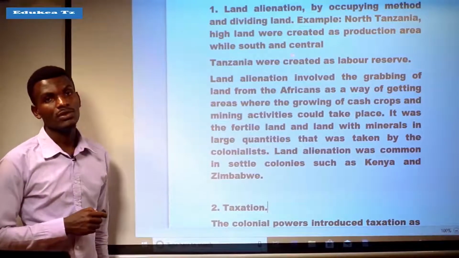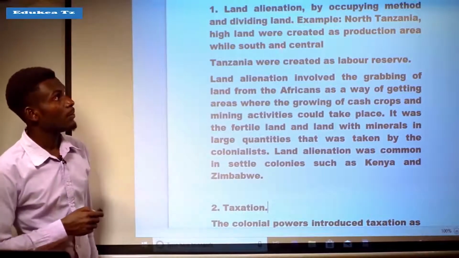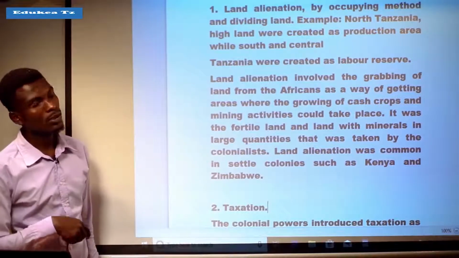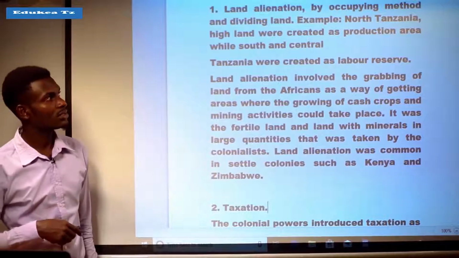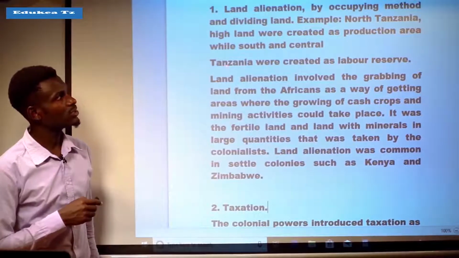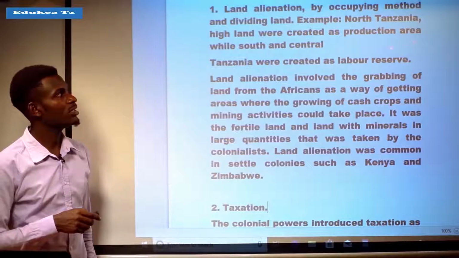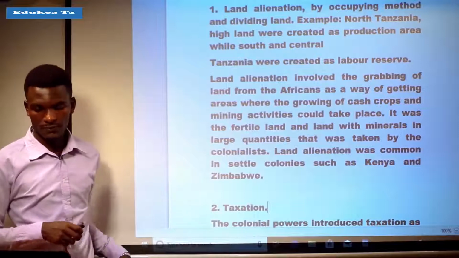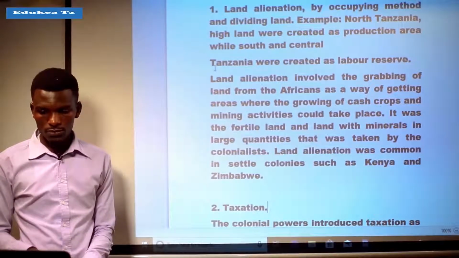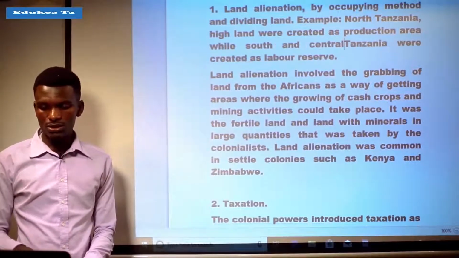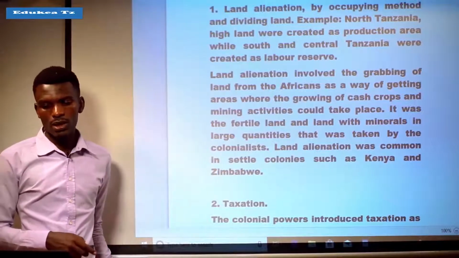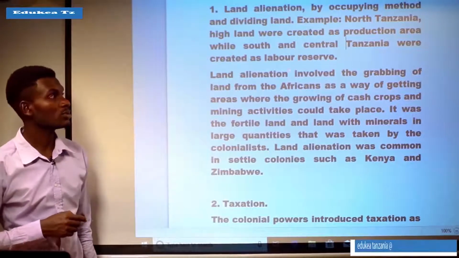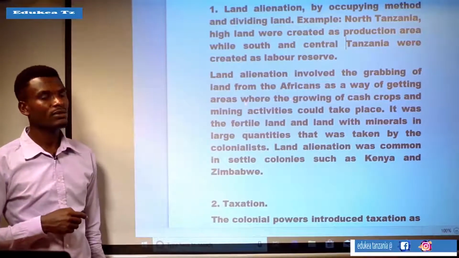The elements introduced by the colonial masters include land alienation, by occupying and dividing land. For example, in Tanzania, North Tanzania and the islands were created as the production area, while South and Central Tanzania were created as labor reserve.